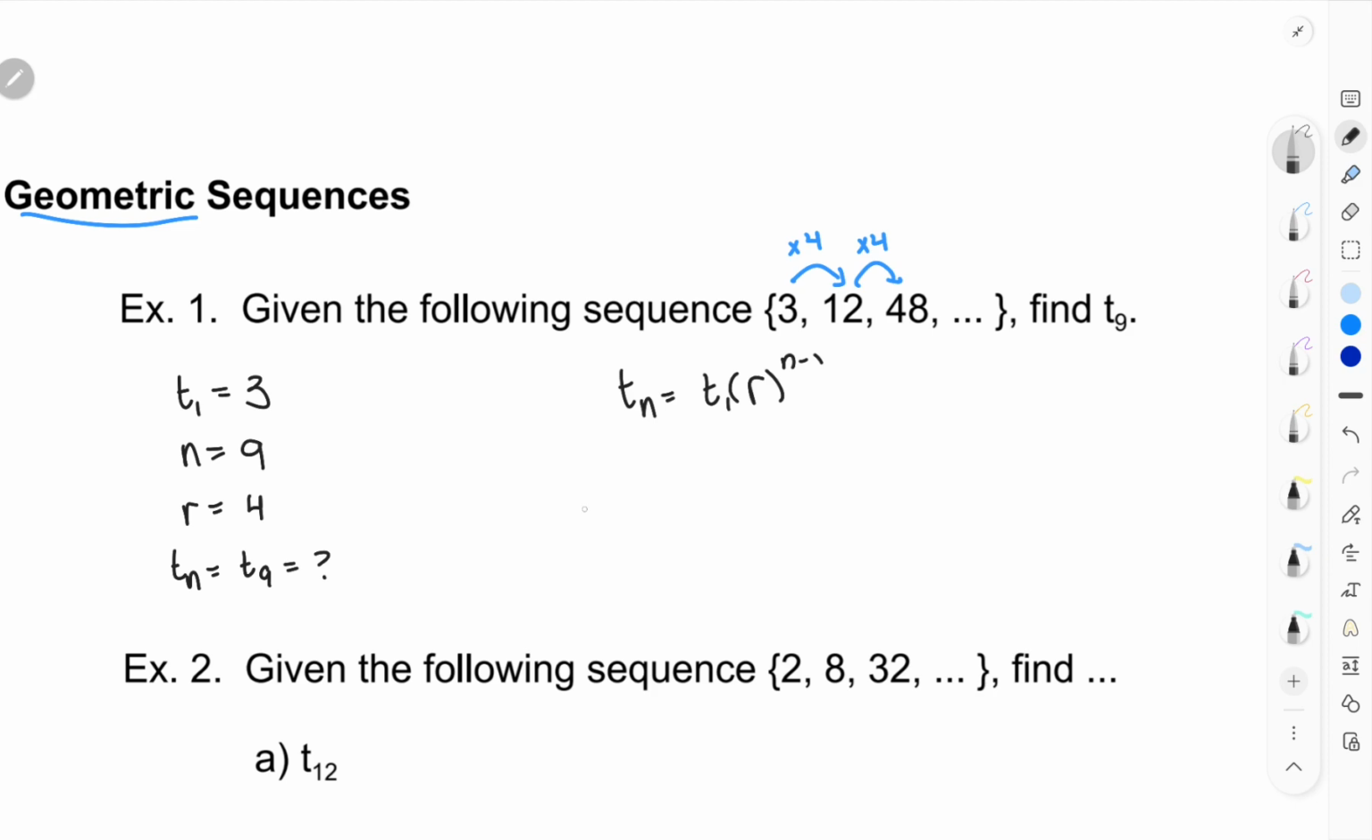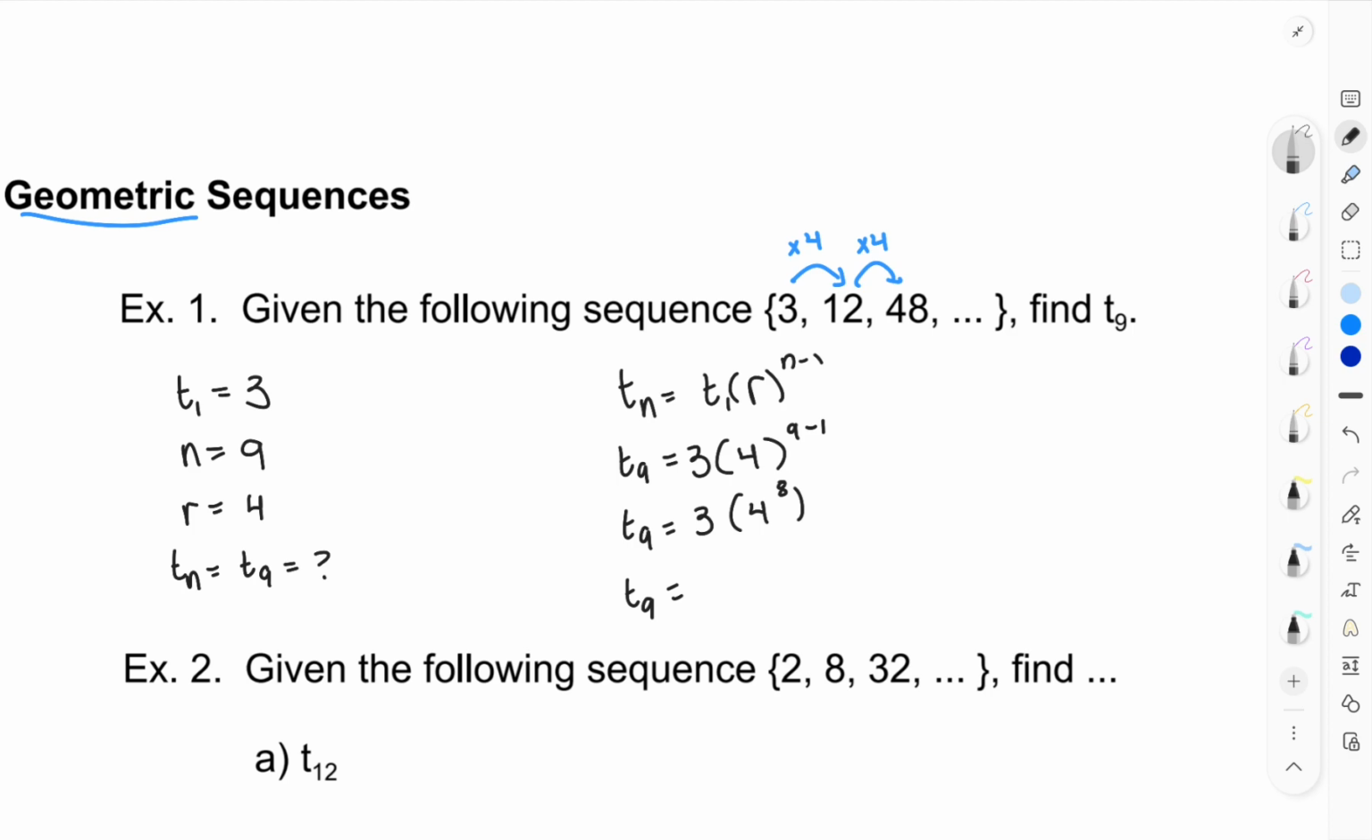So I'm going to plug all these things in. I want to find the 9th term. First term is 3, R is 4, to the 9 minus 1. I can type this all in my calculator, but again, if you're doing it by hand or if you're doing it piece by piece, just remember your order of operations. I'm not doing that 3 times 4 first. I'm doing 3 and I'm multiplying that by whatever the result of 4 to the 8 is. And so I punch this into my calculator.